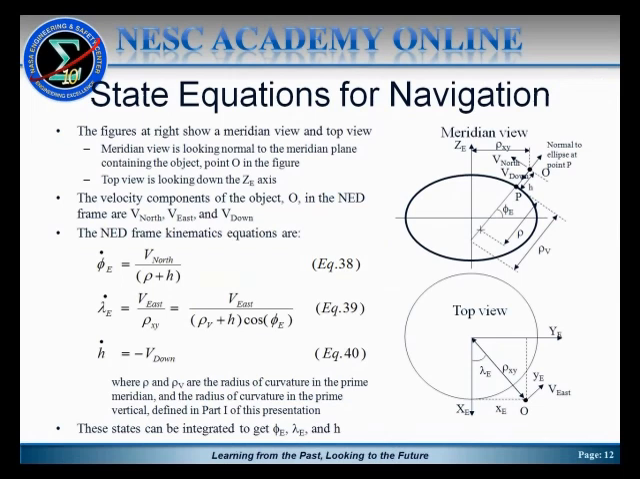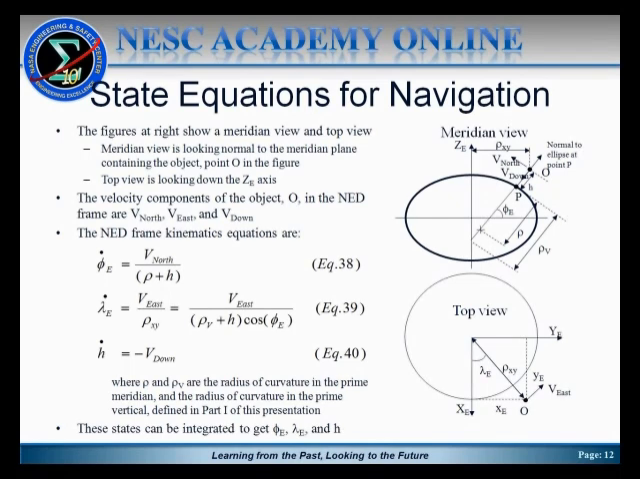The figures at the right show a meridian view on the top and a top view as the lower figure for the geometry that we're going to discuss now. The meridian plane is a slice through a local meridian containing the object O, which is located above the oblate spheroid, and a point P, which is directly beneath the object that you're tracking or discussing. The lower figure is a top view looking down the z-axis, or down the axis of rotation of the oblate spheroid.